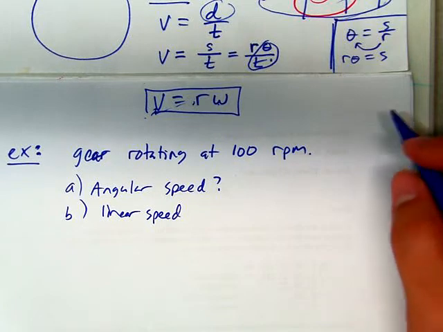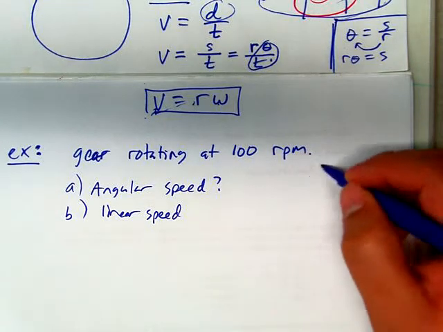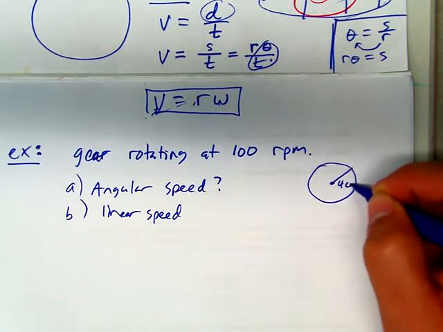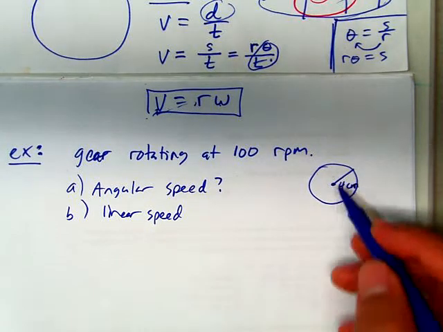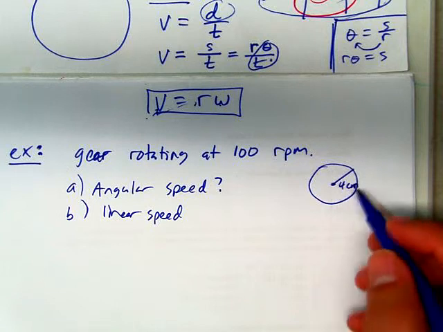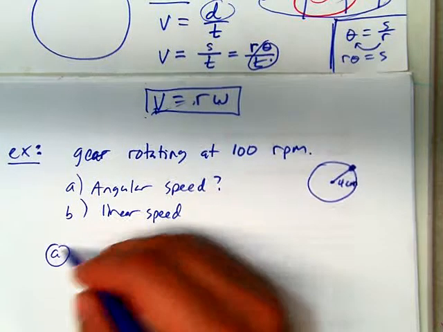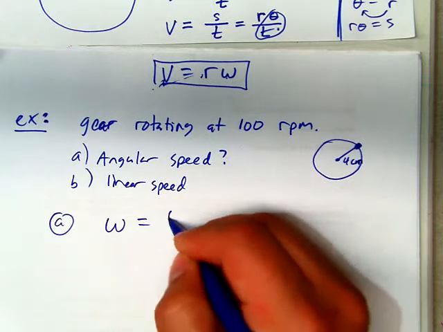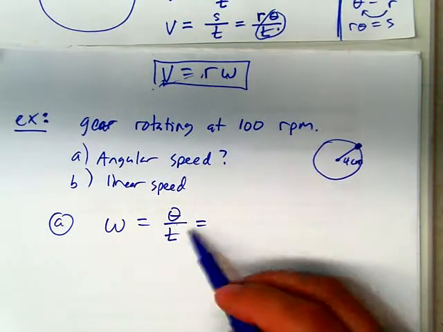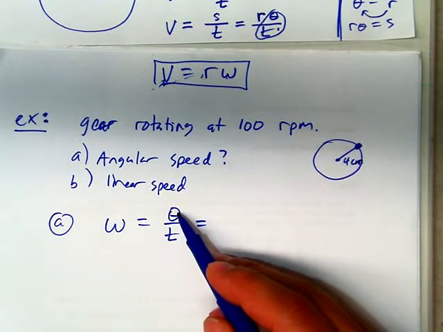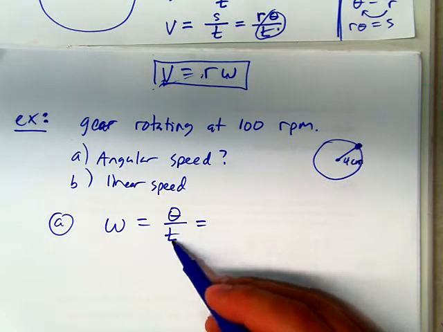Okay, and let's say that here's our gear, and this particular gear has a 4 centimeter radius. Okay, so we want to figure out the angular speed of this gear, and we want to figure out the linear speed of whatever is 4 centimeters away from the center of the gear. Okay, so angular speed. So for part A, angular speed is simply theta over time. And all this means is how many degrees, but we're going to do it in radians. How many radians are covered in a unit of time?